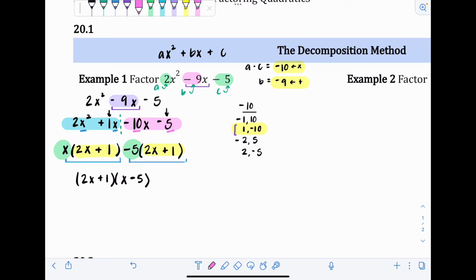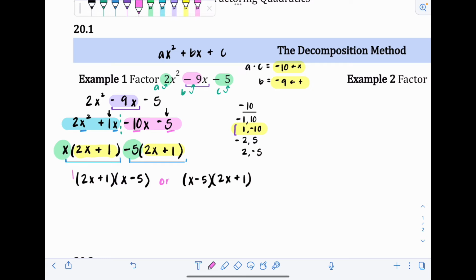Okay, so this is going to be our final answer, but one thing I want you to keep in mind is that the order that your factors are written doesn't matter, so that means that the parentheses can be switched. So x minus 5 times 2x plus 1, that would be the same exact answer.